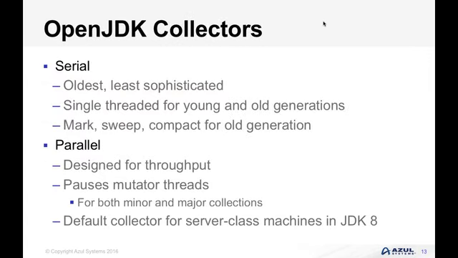If we look at OpenJDK, which is the source code base for the reference implementation of the Java SE standard, we will find that there are a number of collectors available, and you can choose which one you want to use depending on the situation that you have for your code. The oldest of those is the serial collector. It's the least sophisticated. It uses a single thread, as you would expect, for collecting both the young and the old generations. In terms of the old generation, it uses, again, a fairly simple algorithm.